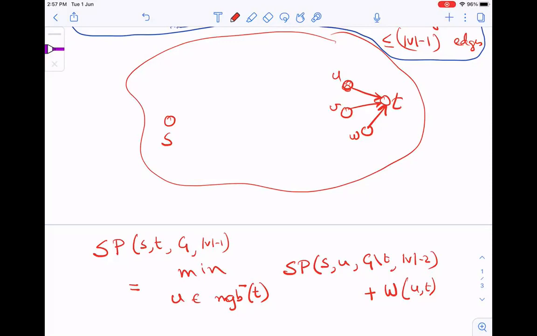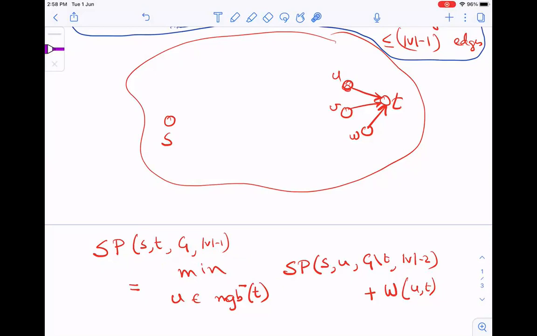This is something that we have done in the earlier class. So this one would give you the best shortest path between S and T using v minus 1 edges, right? This is like brute force only. This is just brute force, almost brute force, although I'm using this kind of a sub-problem, but it is kind of brute force.